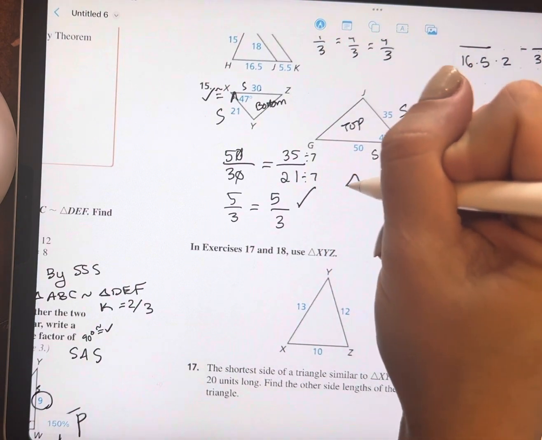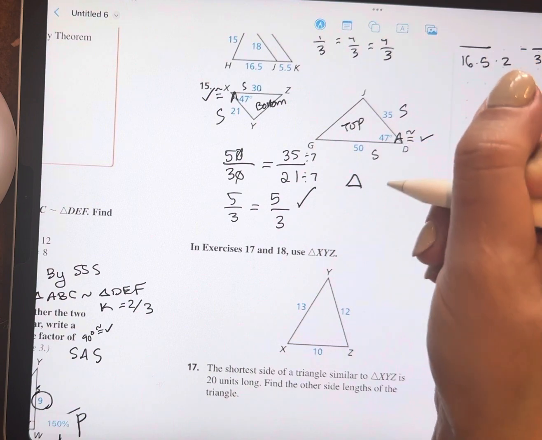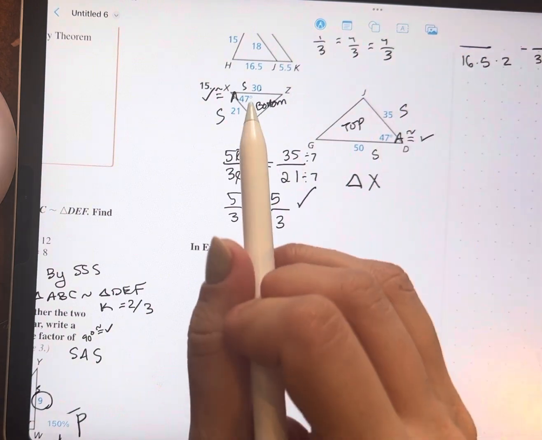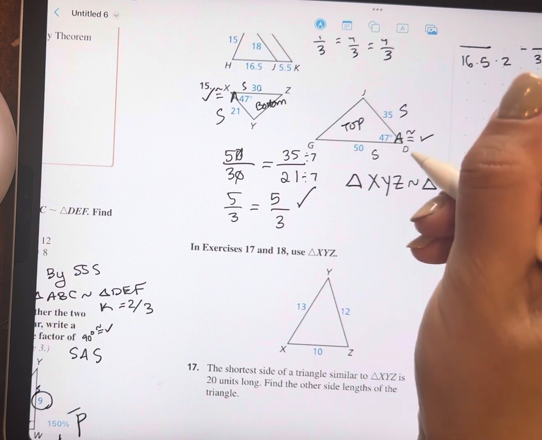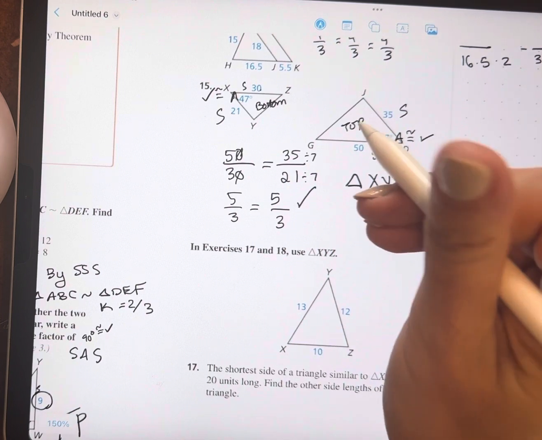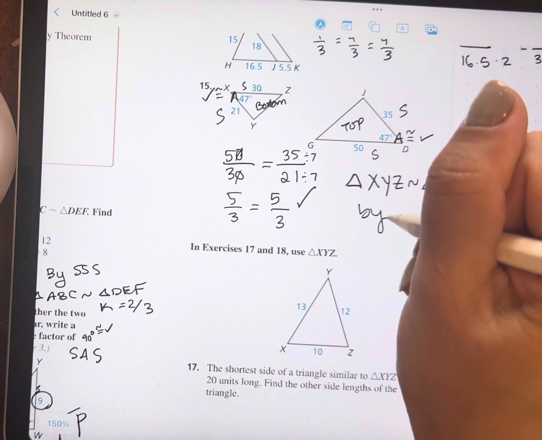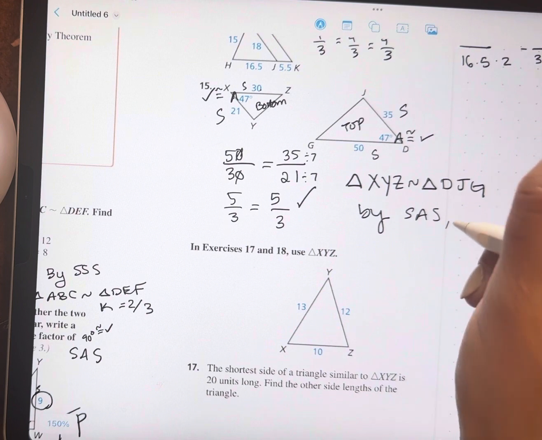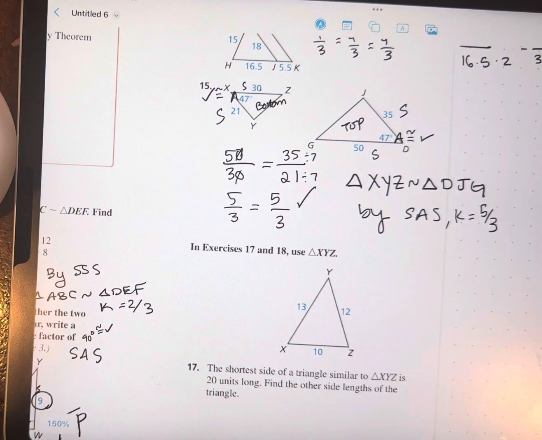So we have triangle. Now let's be careful. I'll start at the angle I'm given because that's easy. D. And over here it's X. So triangle X, I'll go along the short side to Y and then to Z, is similar to triangle D. Go along the short side to J and then end at G. By SAS. And then if they wanted scale factor, which they didn't ask for, but since I found it, it's 5 over 3. Okay.